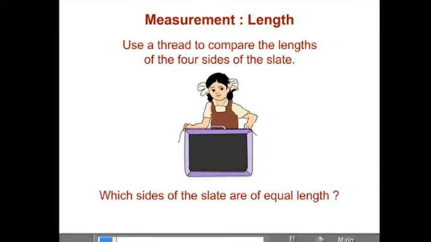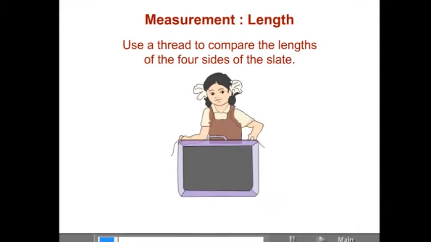Which sides of the slate are of equal length? You can see that one horizontal side of the slate is equal to the second horizontal side of the slate. Therefore, two opposite sides are equal.